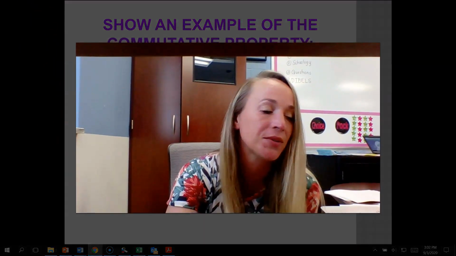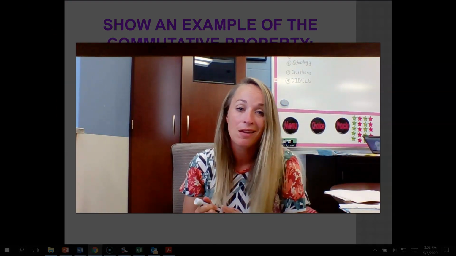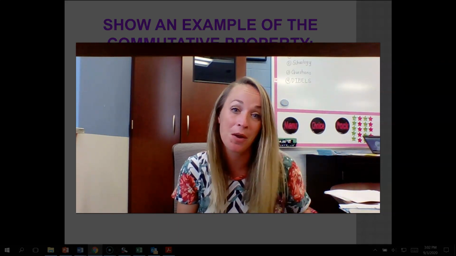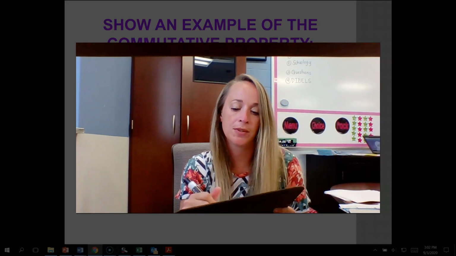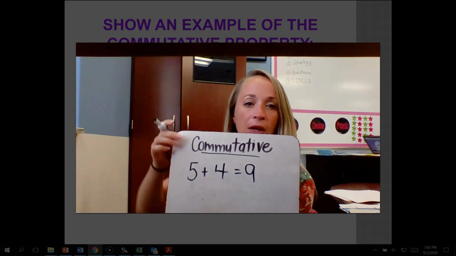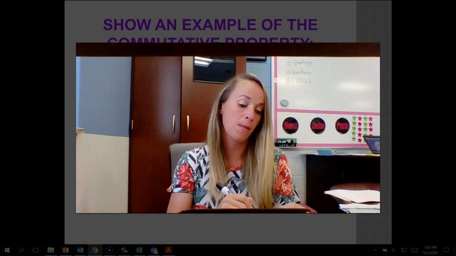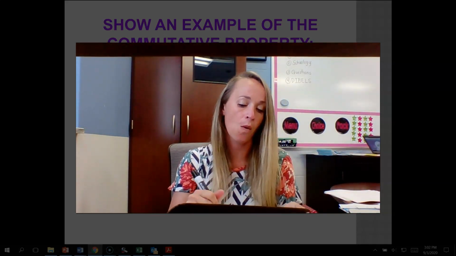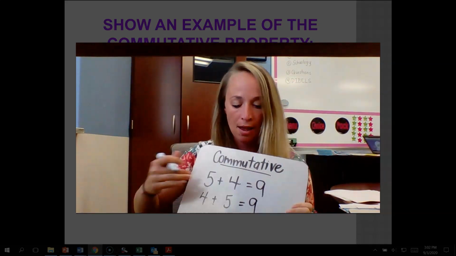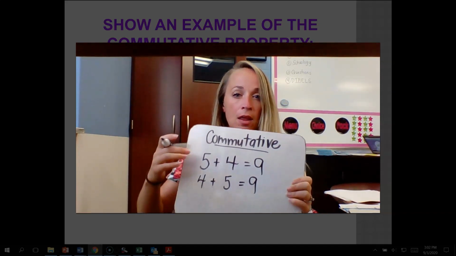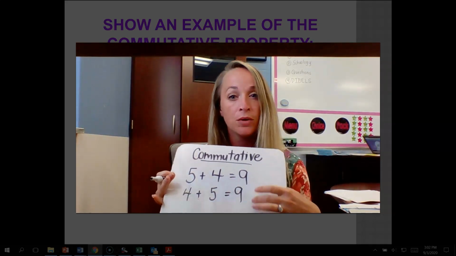Well, what are some examples of the commutative property? Commutative property means that I'm going to flip-flop my numbers. You can use anything to flip-flop your numbers. So I might use 5 plus 4 equals 9. It's an addition sentence. But the commutative property means that I should flip-flop my numbers. So for my example, I also need to write 4 plus 5 equals 9. That is an example of the commutative property. I have flip-flopped my numbers. The 5 and the 4 and the 4 and the 5 are in different positions, but they both equal 9.